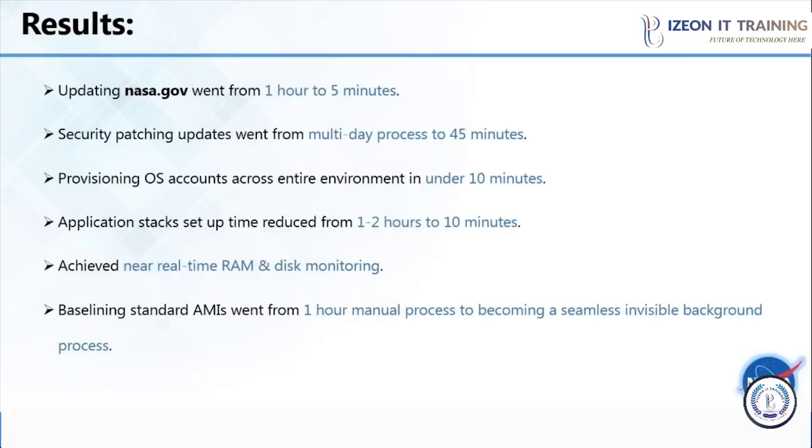It also achieved near real-time RAM and disk monitoring and baselining all the standard Amazon machine images. This used to be a 1 hour manual process, and now you don't even need manual interference for that. It became a background invisible process. So you can see how Ansible has drastically changed the overall management system of NASA.